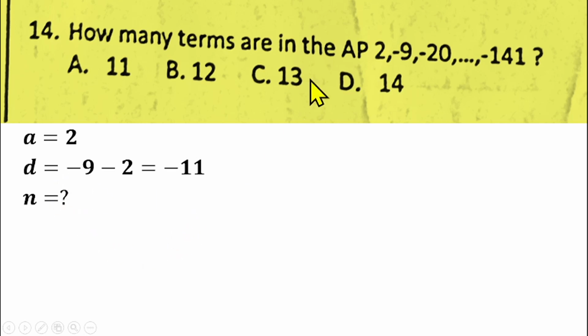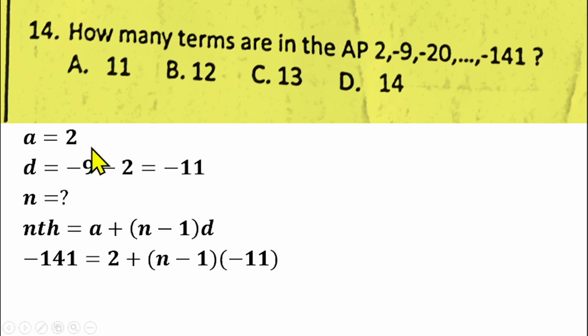So we are looking for the number of terms in this sequence, which is our n. We are given the nth term, which is the last term, minus 141. To find the nth term of an AP, that will be a plus n minus 1 multiplied by d. So we'll have minus 141 equals the first term, 2, plus n minus 1 multiplied by the common difference, which is minus 11.